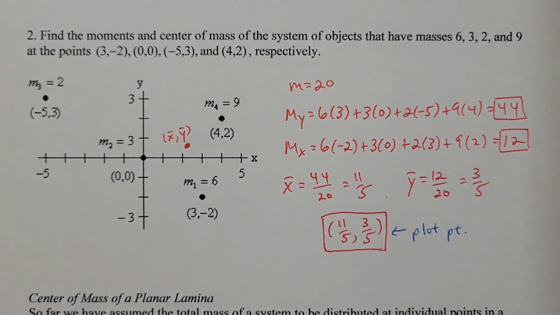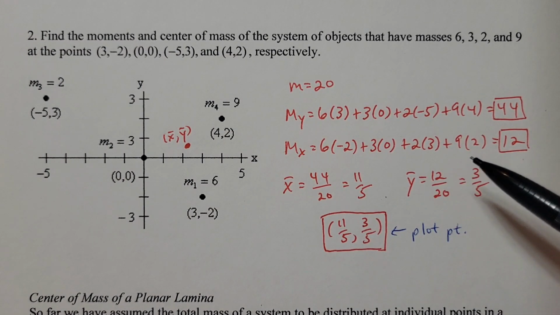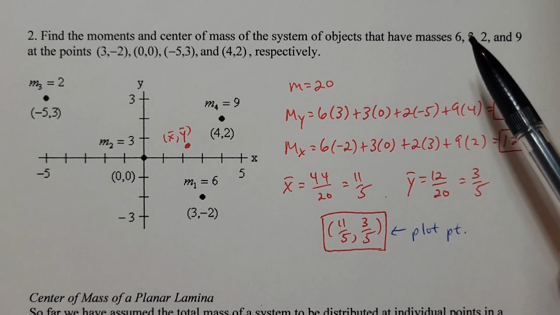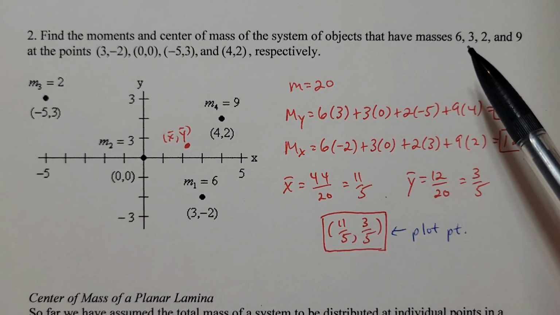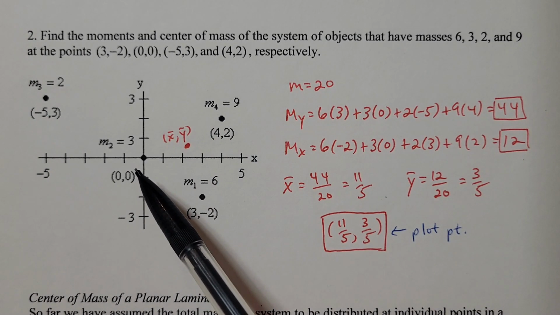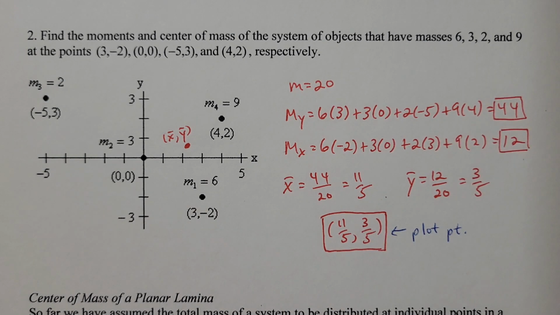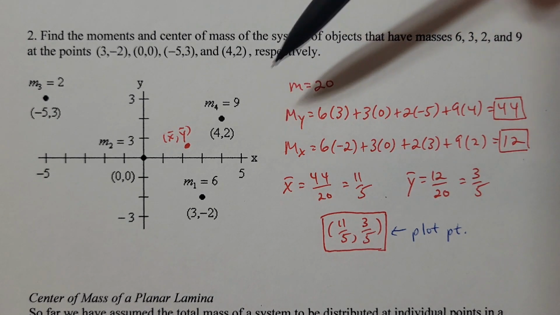Let's see, problem 2. It says to find the moments and the center of mass of the system of objects that have masses 6, 3, 2, and 9 at the points given there, respectively. So the first mass, 6, is going to be at the first point, (3, -2). The second mass, 3, is at the second point, (0, 0). The third mass, 2, is at the third point, (-5, 3). And the fourth mass, 9, is at the fourth point, (4, 2).